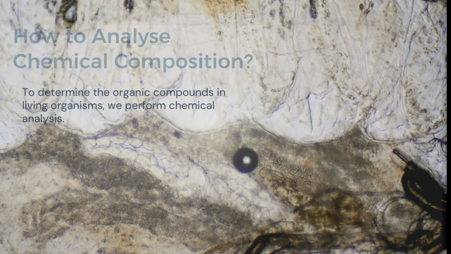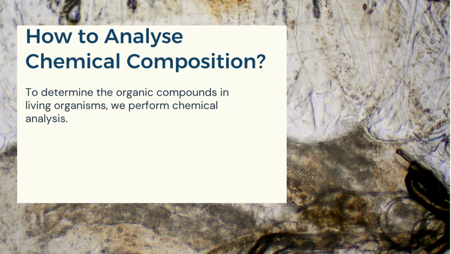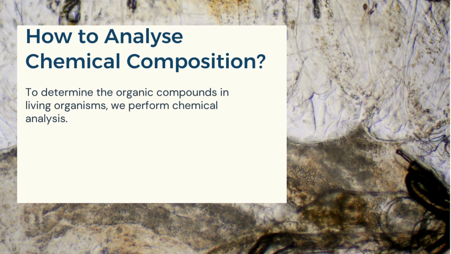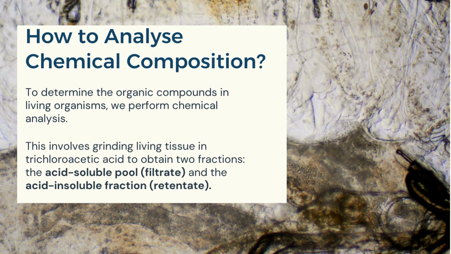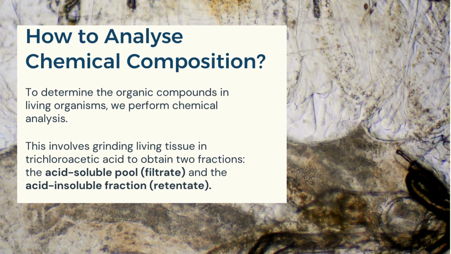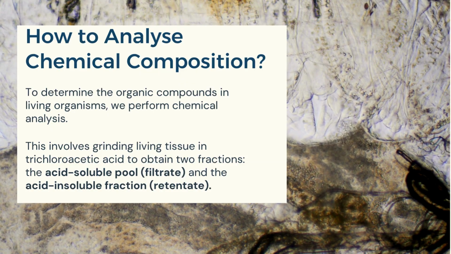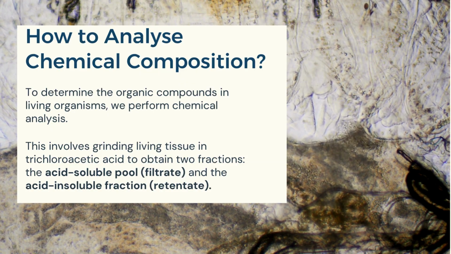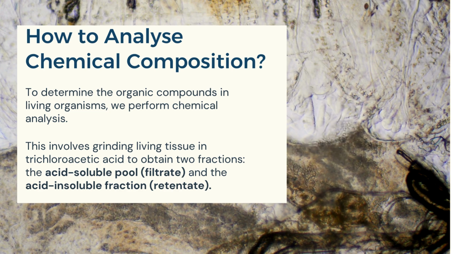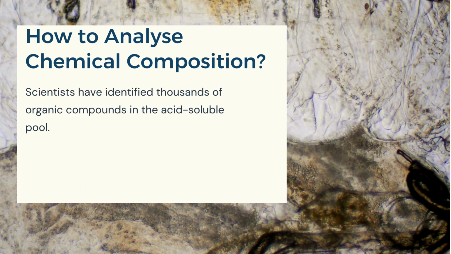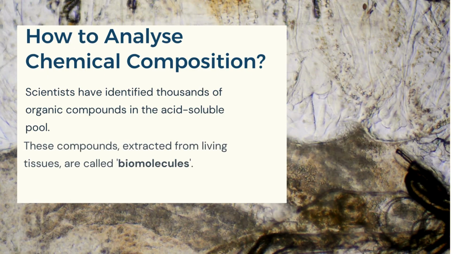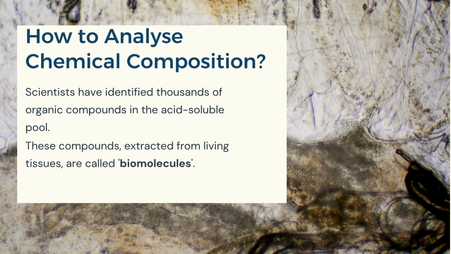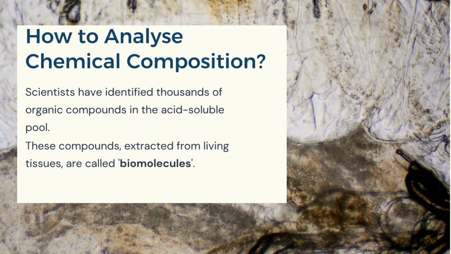Now, let's learn how to analyze chemical composition. To determine the organic compounds in living organisms, chemical analysis is performed. This involves grinding living tissue in trichloroacetic acid to obtain two fractions: the acid-soluble pool, called the filtrate, and the acid-insoluble fraction, called the retentate. Thousands of organic compounds have been identified in the acid-soluble pool. These compounds, extracted from living tissues, are called biomolecules.